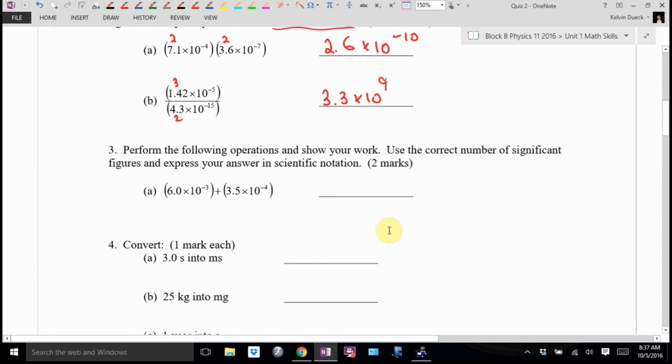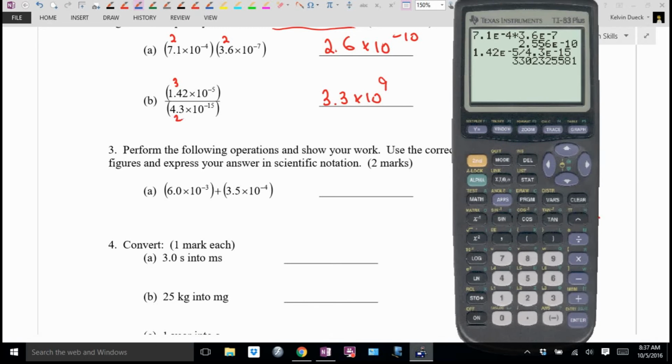Number 3, 2 marks, adding. I can't, well, okay, that's a fib. It is possible to do even the scientific notation ones in your head. If you do a bunch of them, you'll spot some patterns and you can kind of track it. But for now, since this is a quiz, I'm going to write it out longhand. 6.0 is 0.0060. 3.5 times 10 to the negative 3. 3.5 times 10 to the negative 4 is 0.00035. It looks like my first guess is right there.